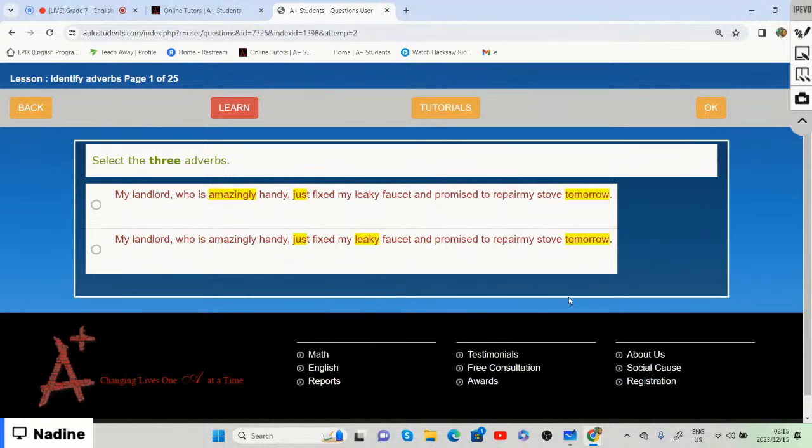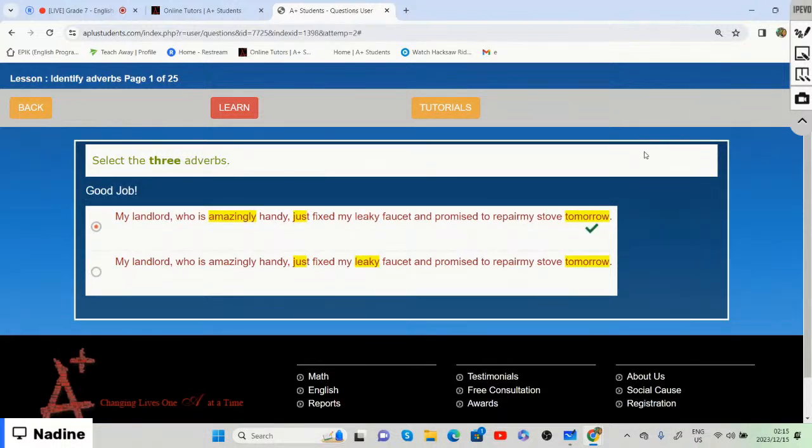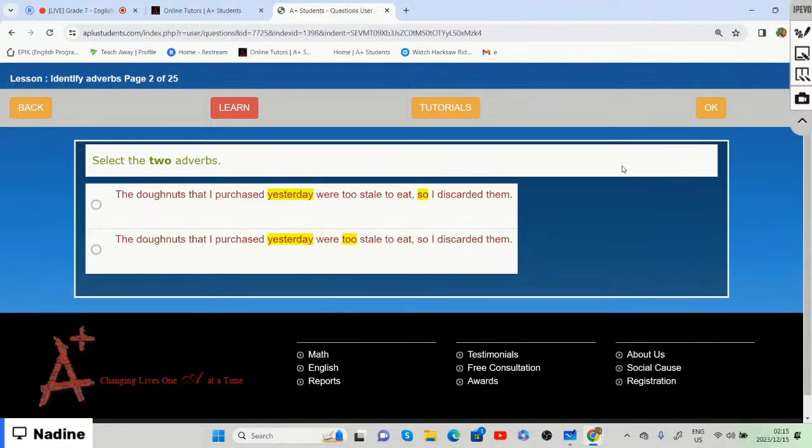All right, and if we choose the correct answer, we will choose option one, right? Because he's amazingly handy, right? He does things fixed, just fixed, and tomorrow, which tells us when, right? So well done. Great job.